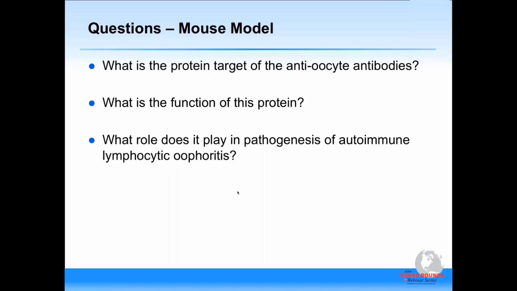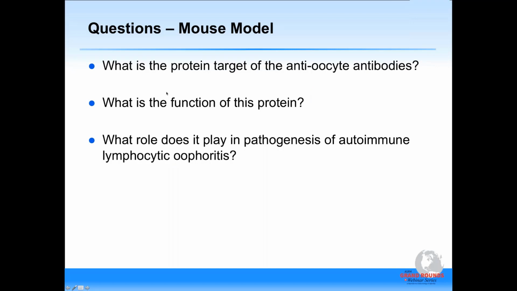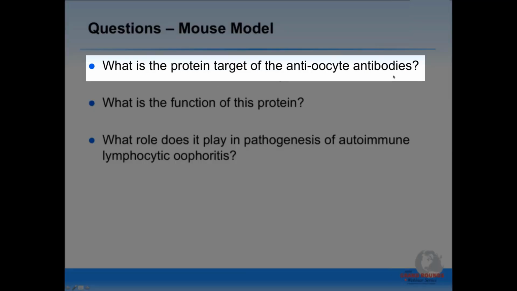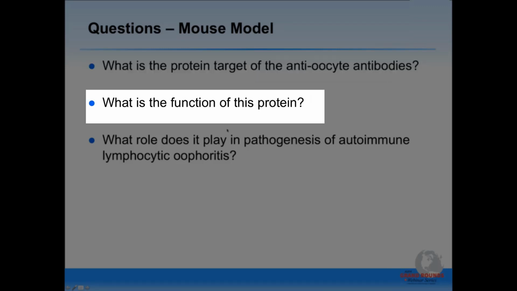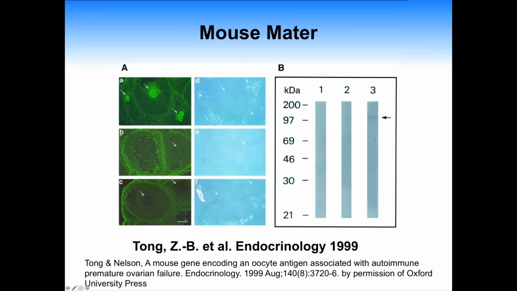So we have questions about this molecule here. This is a molecule in the oocyte, with immunofluorescence showing there are antibodies against it in this mouse. So there are important questions that this observation raises, and that is, what is the protein target of the anti-oocyte antibodies? What is that protein? And if we can identify the protein, what is the function of that protein? And if we can identify the function, and we show that it is the target, then we need to ask the question, what role does this molecule play in the pathogenesis of autoimmune oophoritis? So these are the questions that we set out to answer in the mouse model.